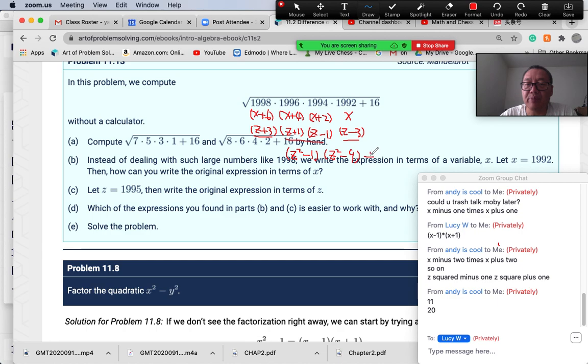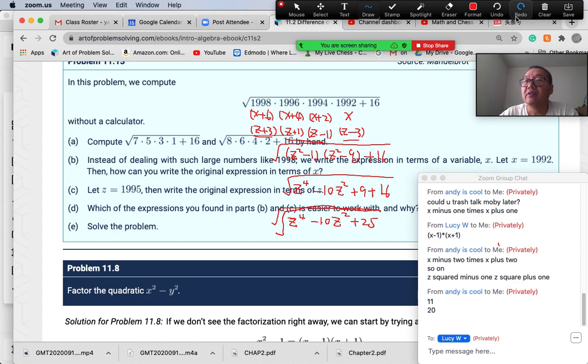Then you can keep expanding this one. Now let's see what you get. This one will get z to the power 4, right, minus 10 z squared, then plus 9, then plus 16. Then this one, square root. So then you can continue. This one will be z to the power 4 minus 10z squared, then plus 25. This one square root, right?